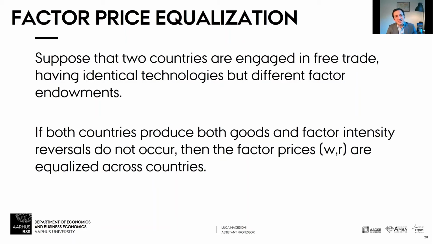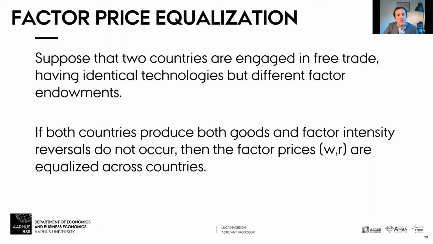But what this theorem is saying is that when two countries trade, if they have the same technology, but they have different factor endowments, of course both goods are produced and there's no factor intensity reversal, meaning if a good is labor intensive at any level of the wage and the rental on capital. Okay, there's no combination in which the labor intensity reverses between the two sectors. Then factor prices are equalized across countries.